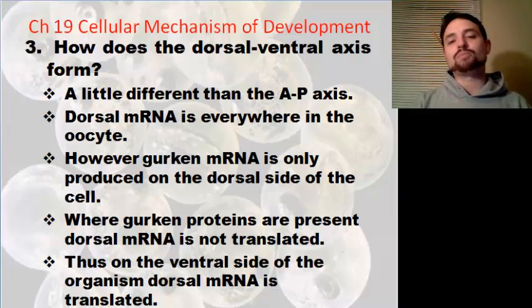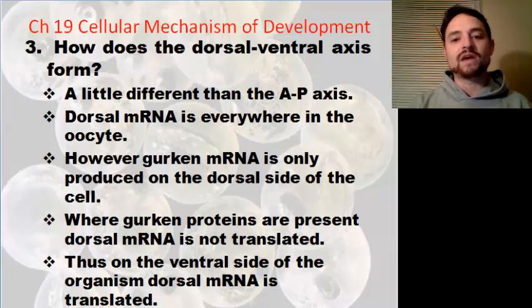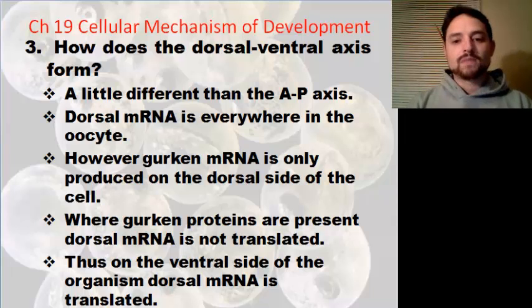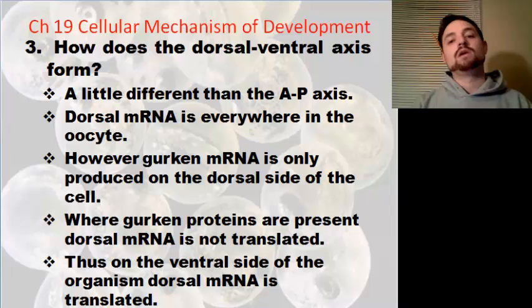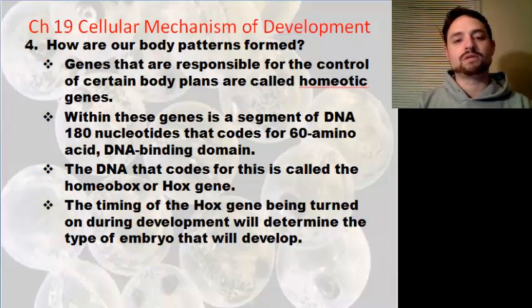Where gherkin proteins are present, dorsal mRNA is not translated. So gherkin has some kind of inhibitory effect on the dorsal mRNA. Thus, on the ventral side, or the belly of the organism, dorsal mRNA is translated because there's no gherkin mRNA on the ventral side. So then you get ventral structures developing on that side because of the dorsal mRNA producing dorsal proteins.